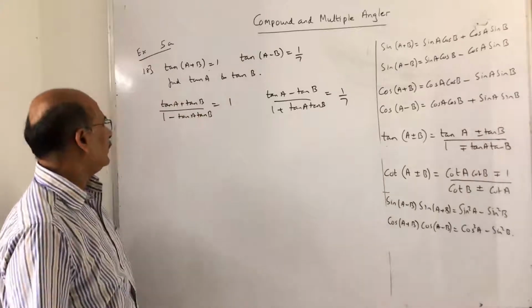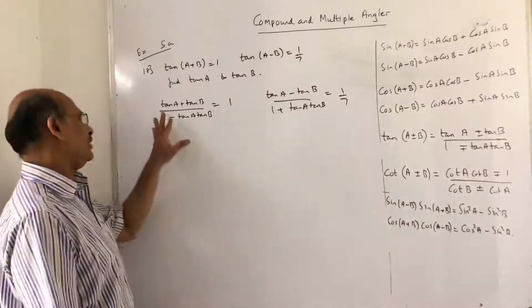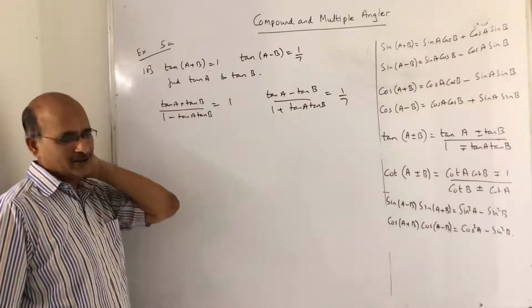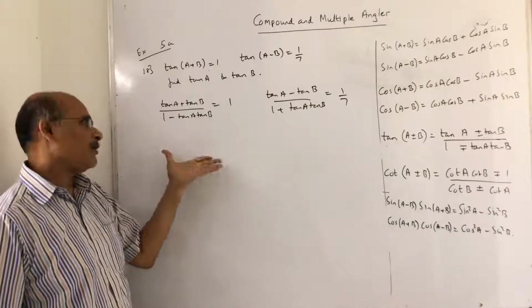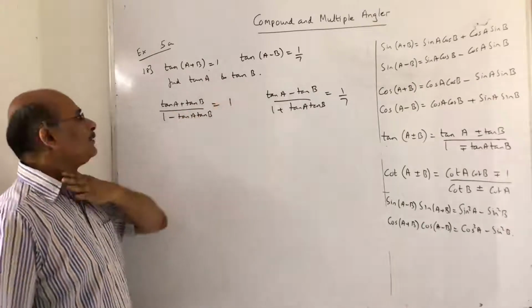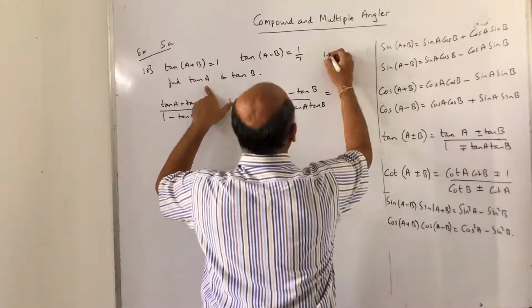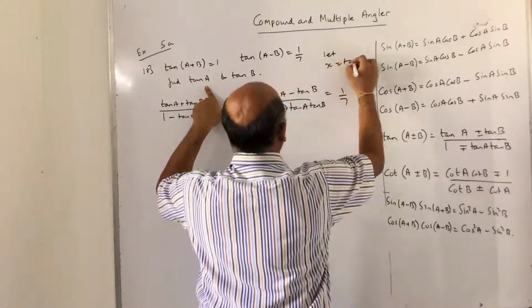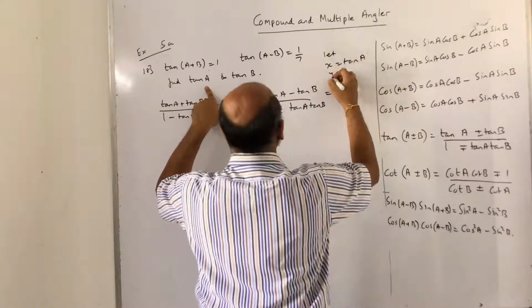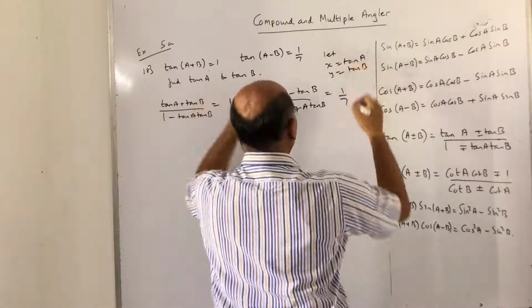Now, you can do many things. In fact, you can keep tan A as this and tan B as this, and solve it by forming an equation through cross multiplication. But what I do is, I will make my work easier by taking x equal to tan A and y equal to tan B. In the end, you are supposed to find the value of x and y.